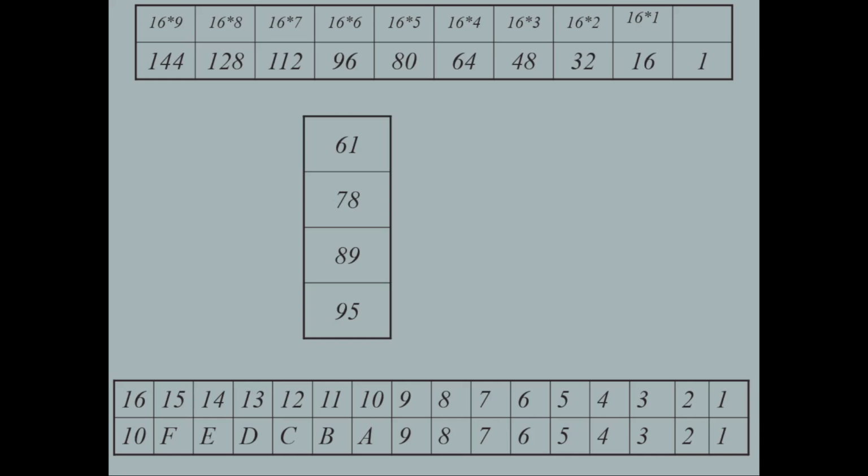Okay, let's take a look at the answers here. We got 3 groups of 16 with 13 left over. 13 is D. 78 is 4 groups of 16 with 14 left over. 5 groups of 16 with 9 left over. And 5 groups of 16 with 15 left over. Okay? Hopefully you've gotten that down a little bit. Go ahead and pause the video and run through these real fast and see how you do at converting them.